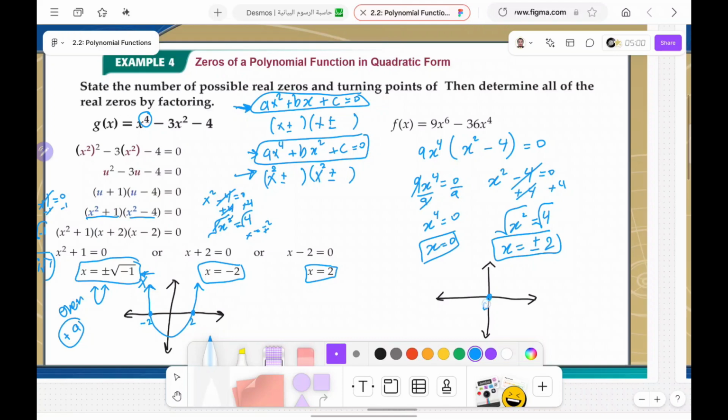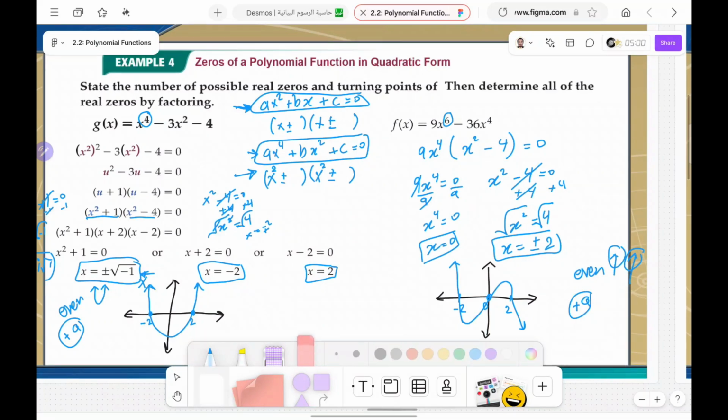So the first 0 is here, then I have positive 2, then I have negative 2 here. Now look to the degree. The degree here is even, so when it's even, we start up, ends up, and a is positive, so also we start up. So we start up from the first point, then I have to go through the second one, then I have to go through. Look to the graph: it starts up and ends down, and this is not the end behavior for the even function.